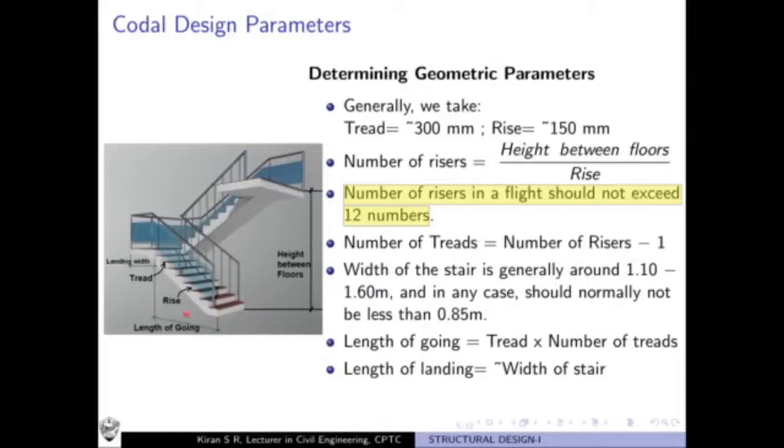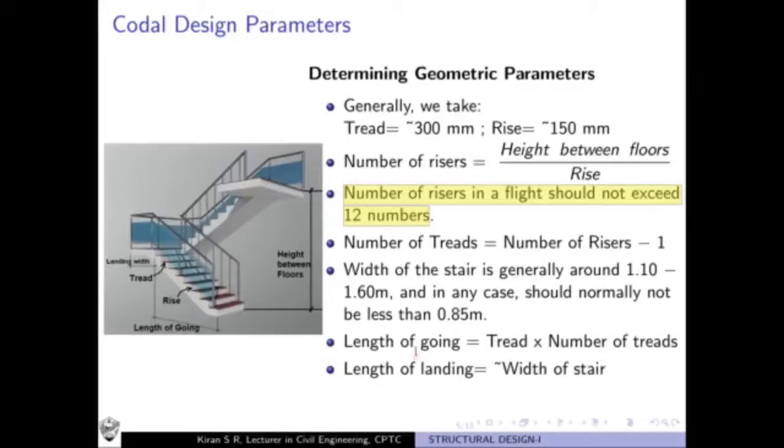Okay, now it is important you know the width of the staircase also. Generally the width of the staircase is around 1.1 to 1.6 meters, and you may reduce it to not less than 0.85 meters. In residential buildings, normally the width of the stairway is around 0.9 to 1.2 meters. And the length of going is what is shown here. If you know the value of tread of a single step, and you know the number of treads, you just have to multiply tread with the number of treads to obtain the length of the going.